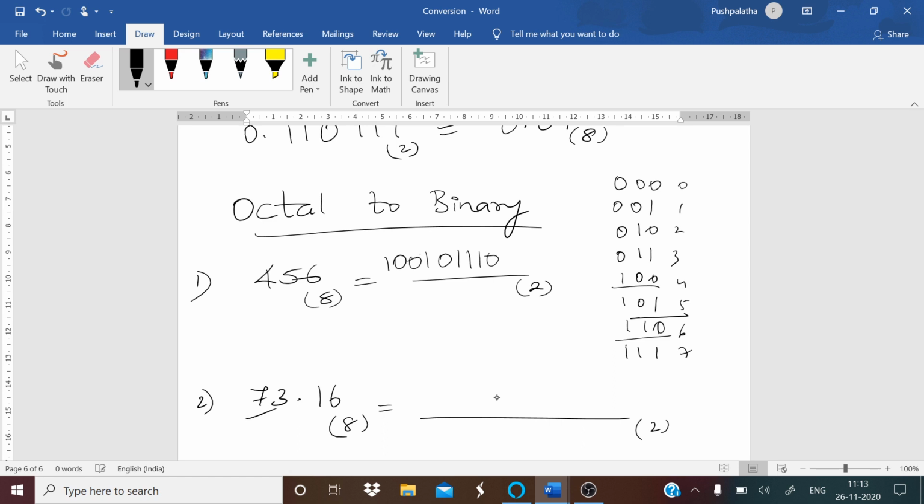What is 7? 7 means 111. 3 means 011. Point. Keep that point, do not forget to keep that point. 1 means 001, sorry, 0, 0, 1. 6 means 110. This is what you are going to do. This is how you are going to do this conversion. Okay, hope you have understood this.